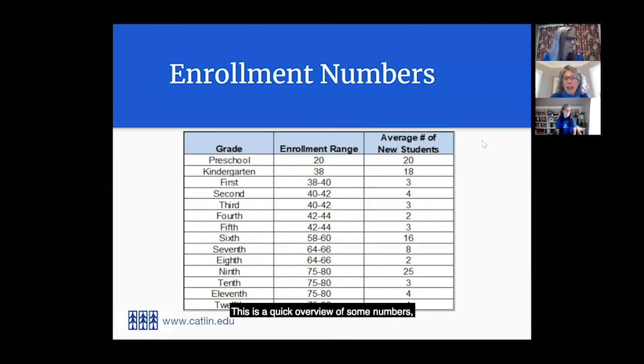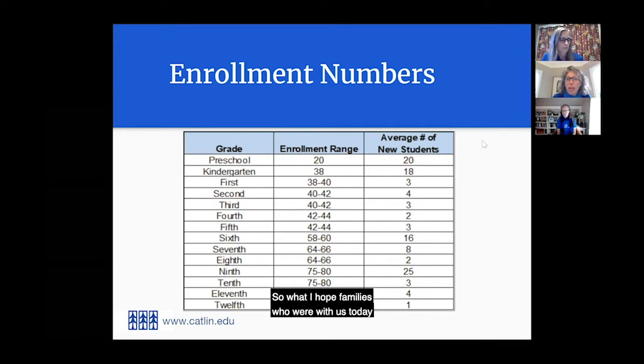This is a quick overview of some numbers, if you like to see numbers as you pursue your research about the school and the admission process. This is the enrollment range for all of our grades. So the numbers of students that are in each grade, not class size, but each grade for the school. And then the average number of new students that come into the school. So you can see that the largest entry points for us are preschool, kindergarten, 6th, 7th, and 9th grades. And we bring in new students to every single grade every year for the school.